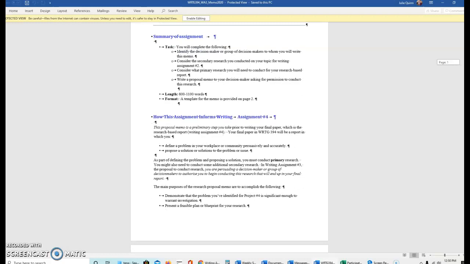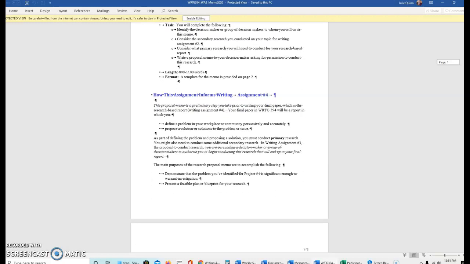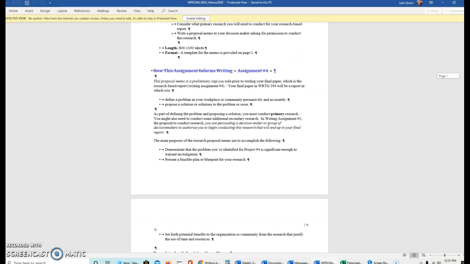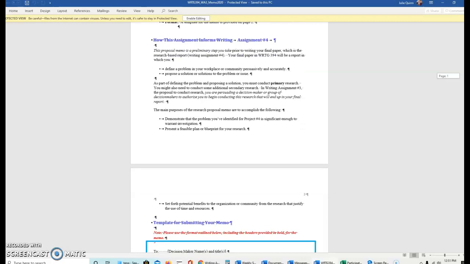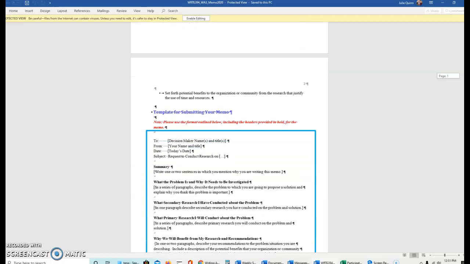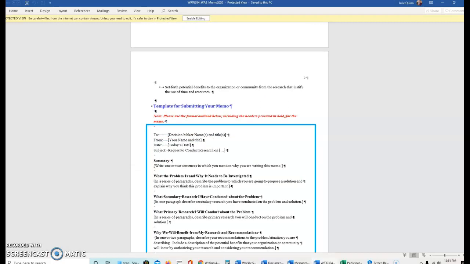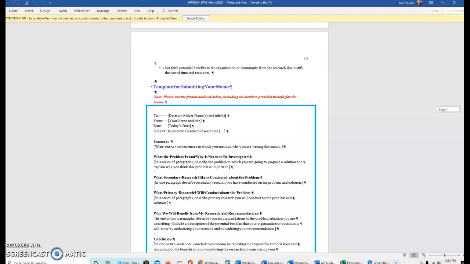Okay. Your final paper is a report on which you define a problem and propose a solution, and part of it is analyzing the data that you collect. Okay, so the purpose of this proposal is to demonstrate that the problem you've identified is significant enough to warrant an investigation and to present a feasible plan or blueprint for your research. Okay, then of course you will highlight the benefits of the organization. So what happens if this research is done and solutions are recommended.